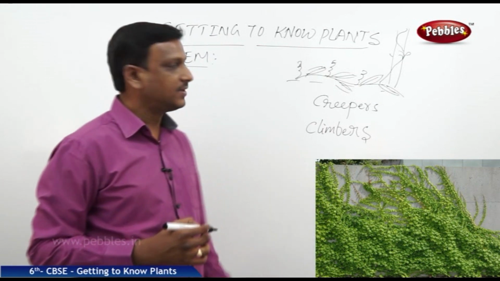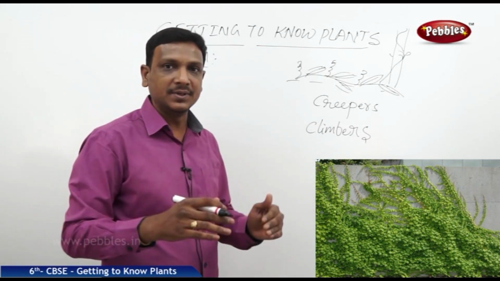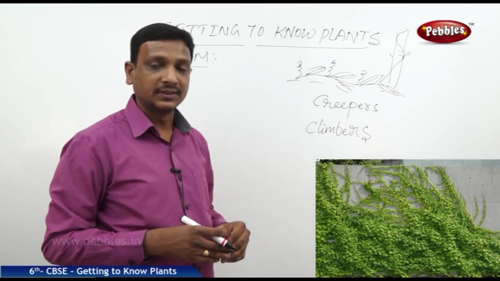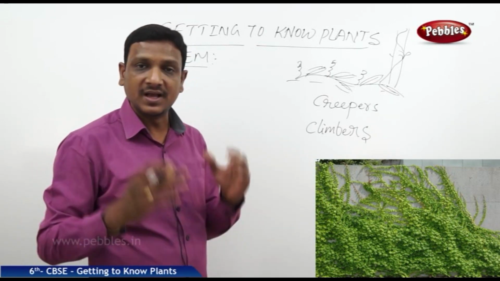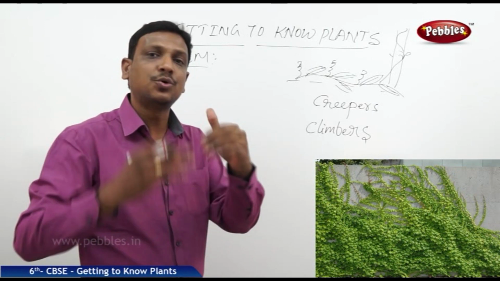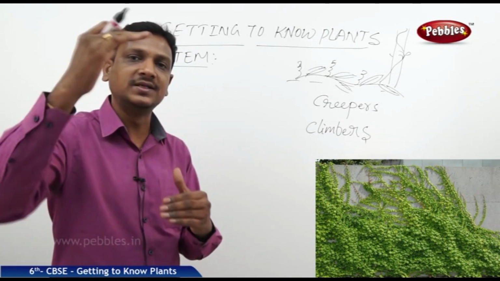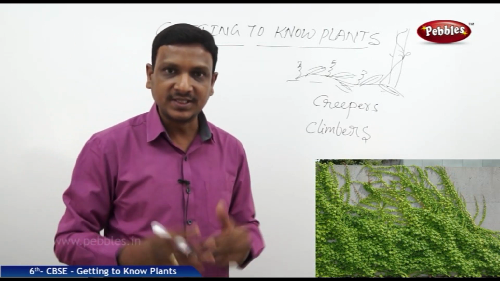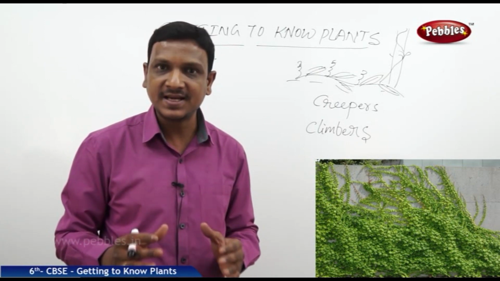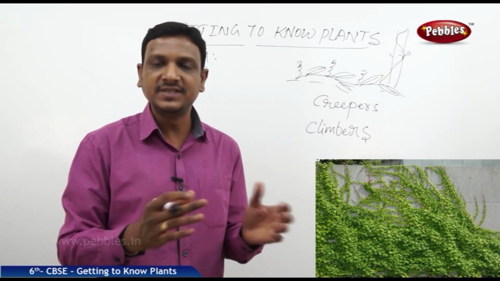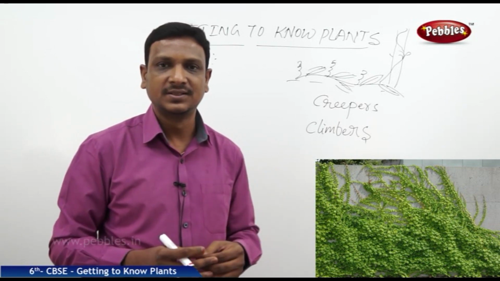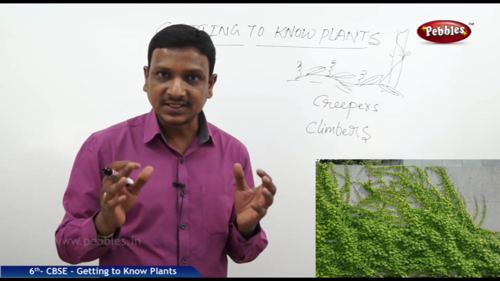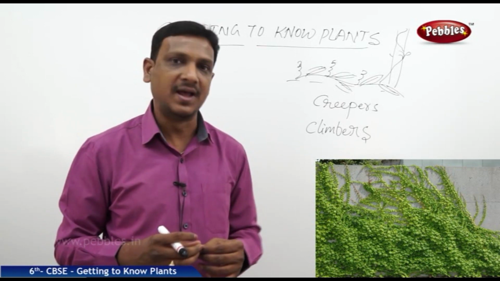What is the difference between a creeper and a climber? Creepers creep on the ground. Climbers, when there is a support, grow on the support. With the help of special structures, they catch hold of the support and grow on it. So, that is the difference between creepers and climbers. These are different from the other three, that is herbs, shrubs and trees. Now, let us explore the different parts of the plant.